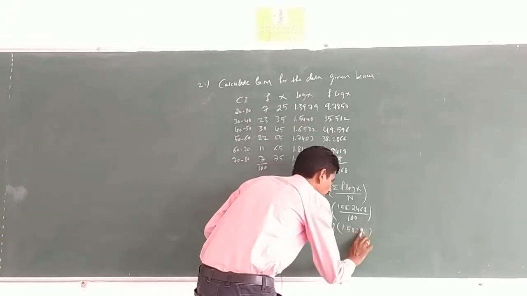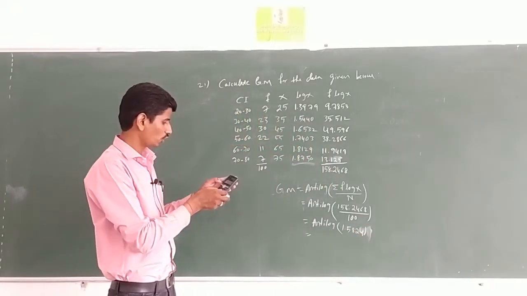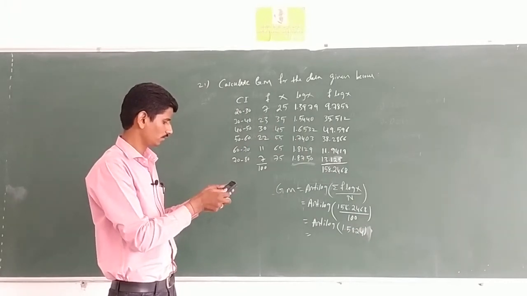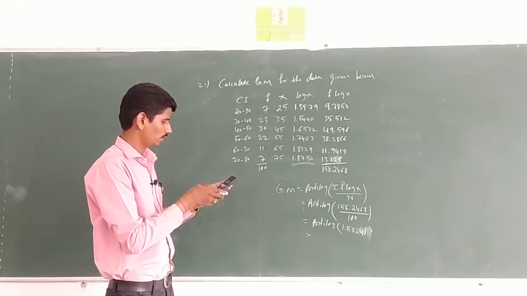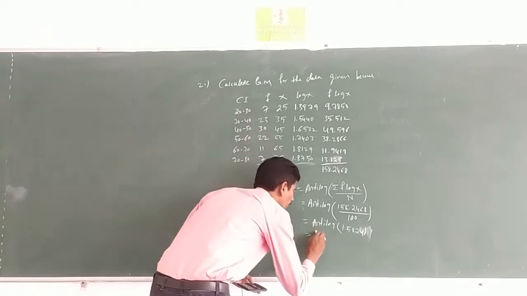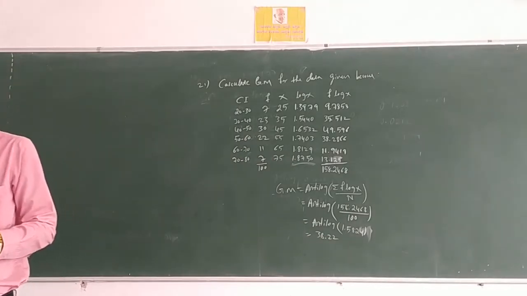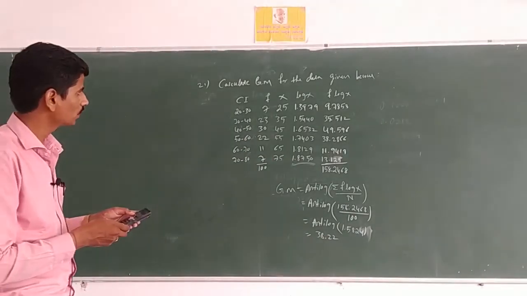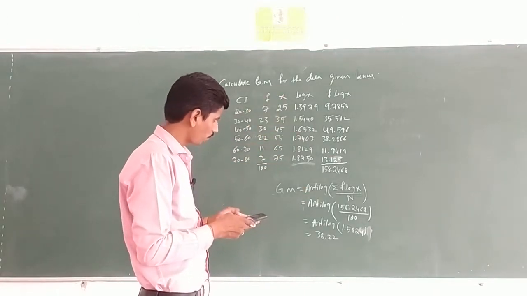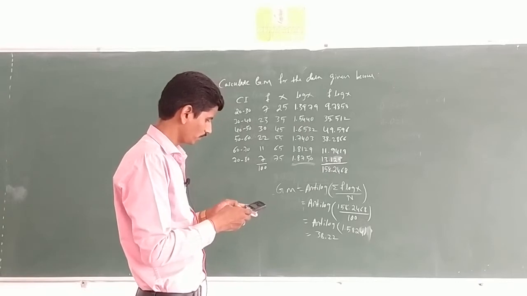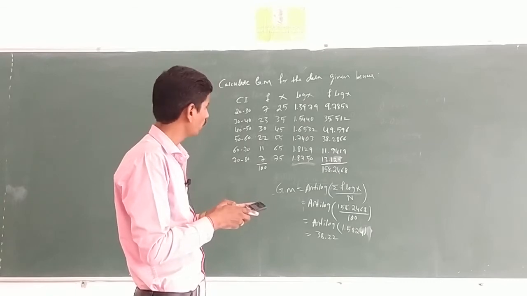Find the antilogarithm of 1.5824. The antilogarithm of 1.5824 is 38.22. See once again: here 158.2468 divided by 100, then we get the antilogarithm of 1.5824, which is 38.22.